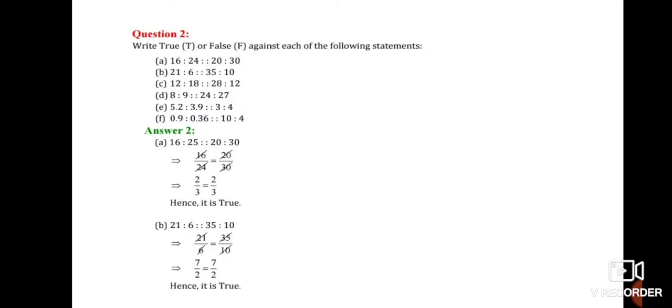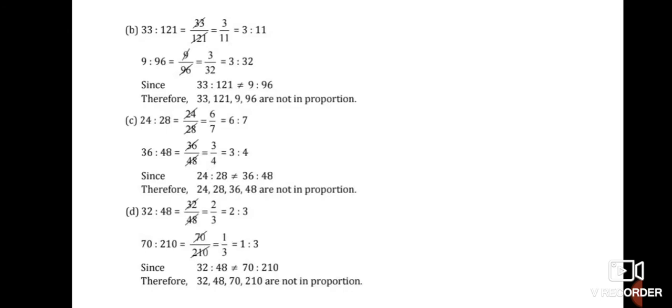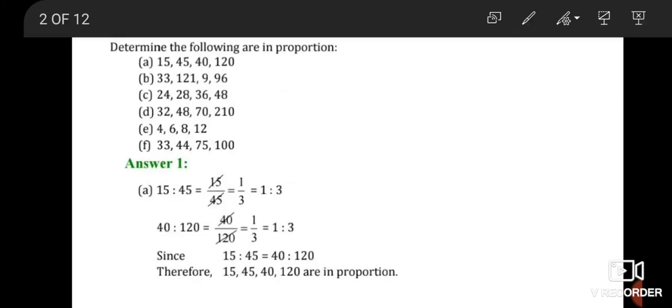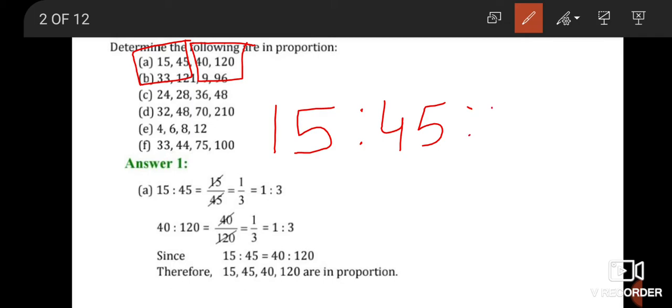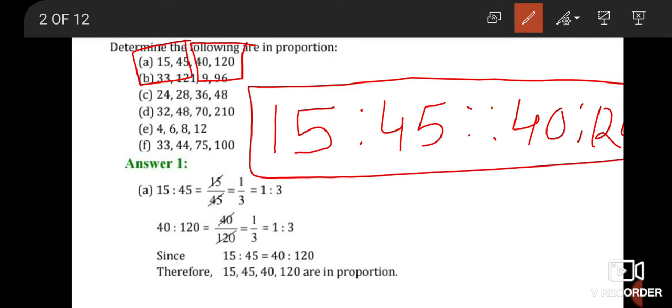Question number 2. In question number 1, we have learned that if the ratio between the first two numbers is equal to the ratio between the last two numbers, then they are said to be in proportion. Now I will show you the structure of how we write this: 15:45, after that we put a double colon, and then the other ratio. If the numbers are in proportion, we write them in this way.